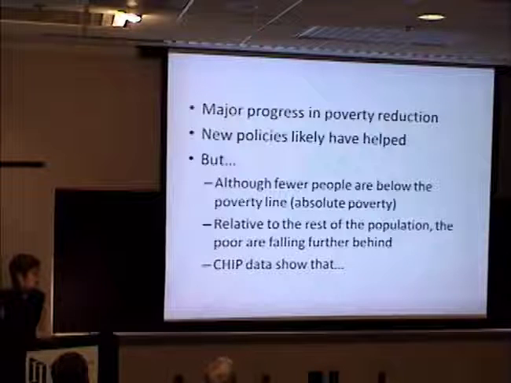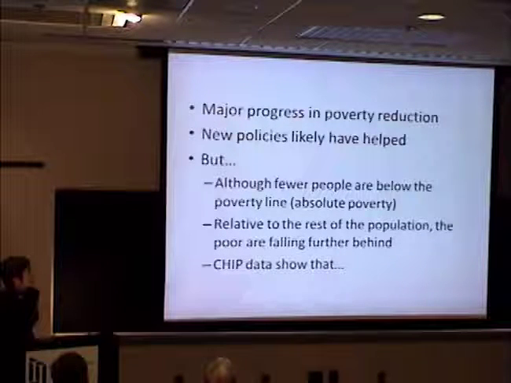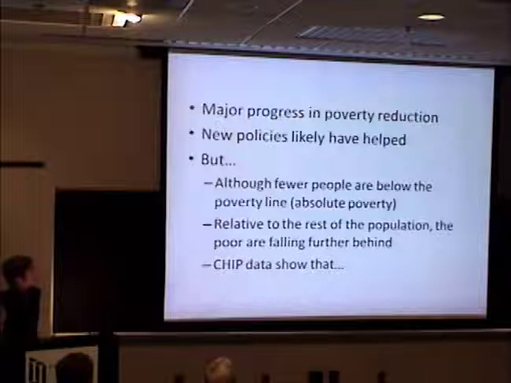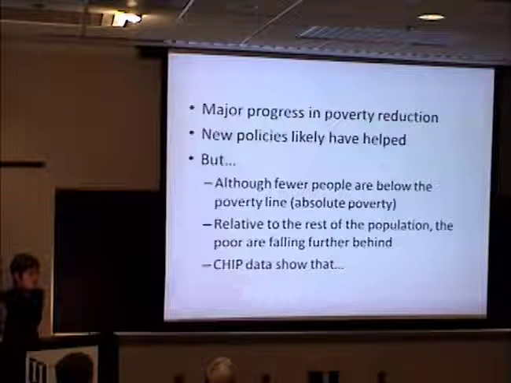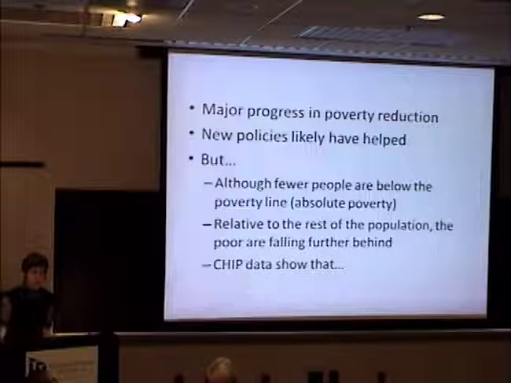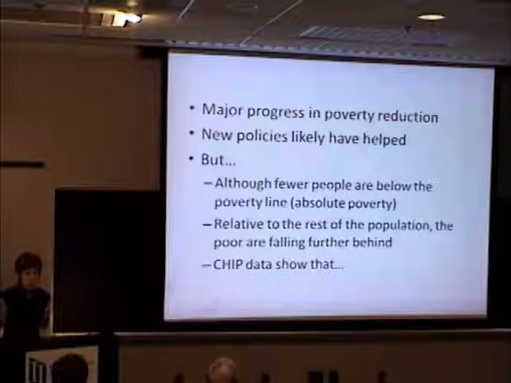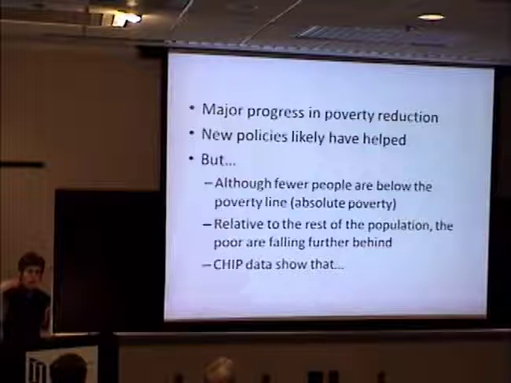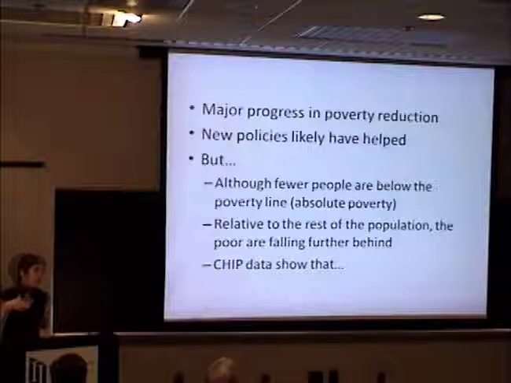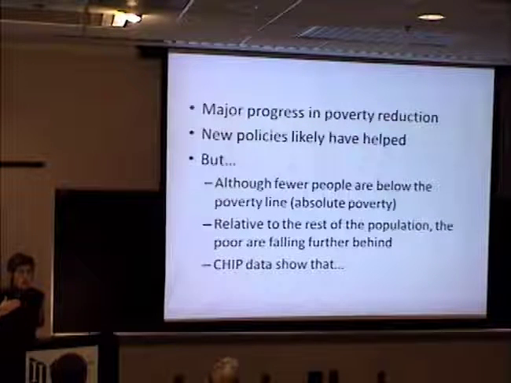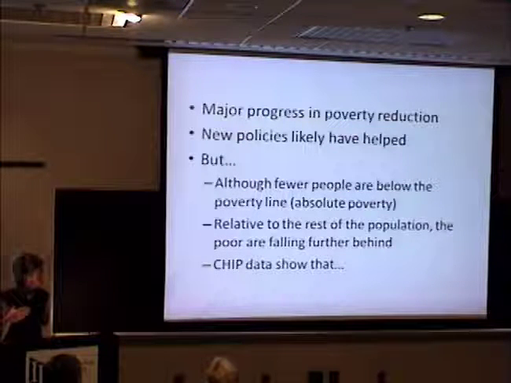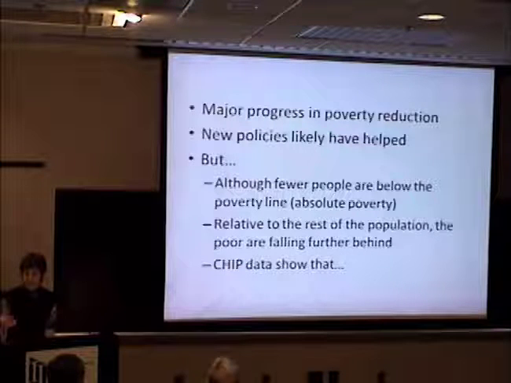There's been major progress in poverty reduction, and some studies suggest that to some extent this can be attributed to some of the new policies, but to some extent it's just ongoing growth benefiting the poor as well as the rich. So that's all for the good. But although poverty in an absolute sense, measured according to an absolute threshold, has declined, relative to the rest of the population, we have to remember that the poor may be falling further behind. And the CHIP data, in fact, indicate that this is the case.